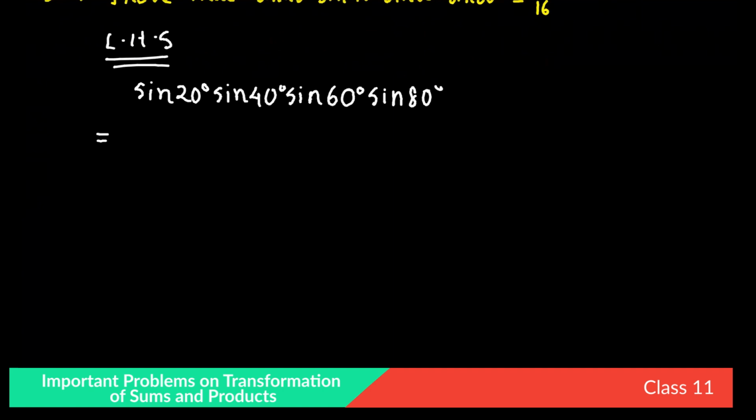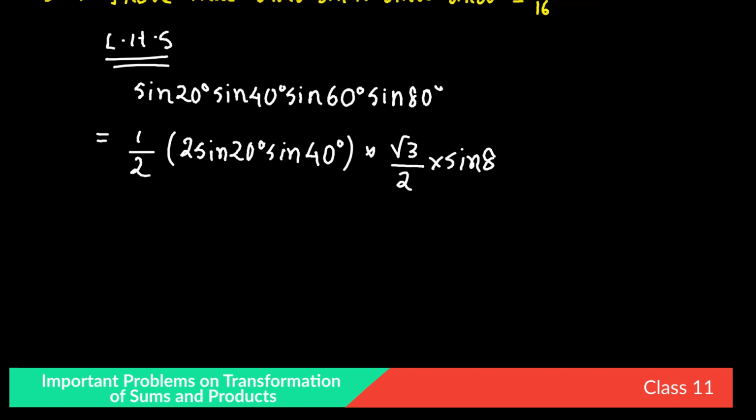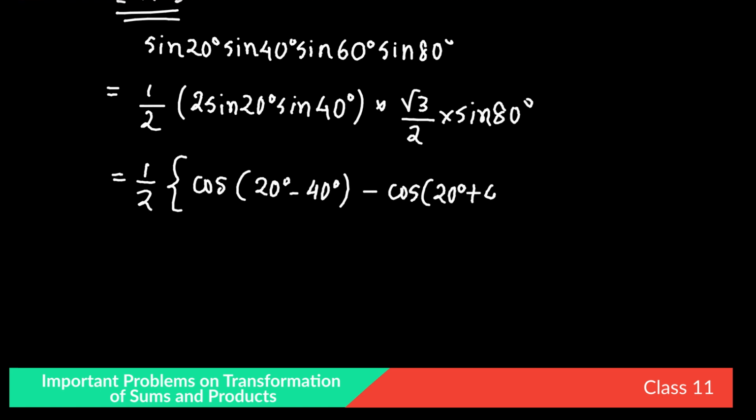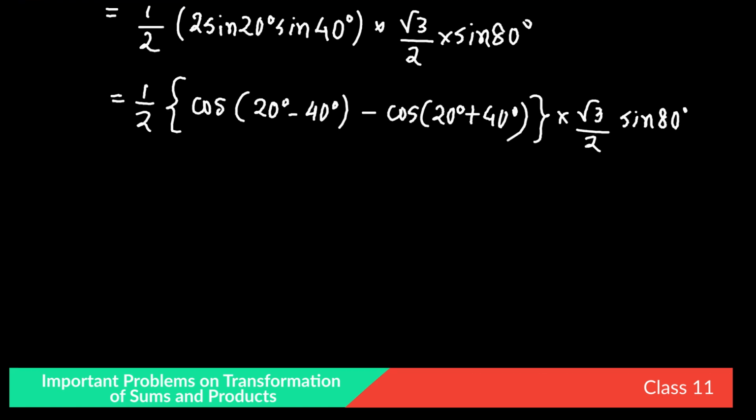Now from the first two terms, we can multiply and divide by 2. So half into 2 sine 20 degree into sine 40 degree, and we put the value of sine 60 into sine 80. Now it is half outside. You can see that in the bracket it is 2 sine 20 sine 40, so it is in the form of 2 sine A sine B. So what is the formula? It is cos of A minus B minus cos of A plus B, into root 3 by 2 sine 80 degree.